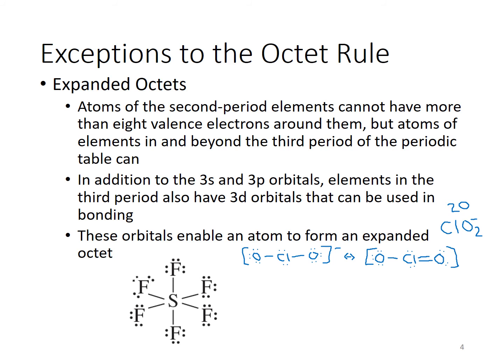I've now created 10 valence electrons around that chlorine. So I'm breaking the octet for the chlorine. But there may be a reason for me to do this. If we take a look at, remember, formal charges help dictate for us which Lewis dot structure is more preferable.